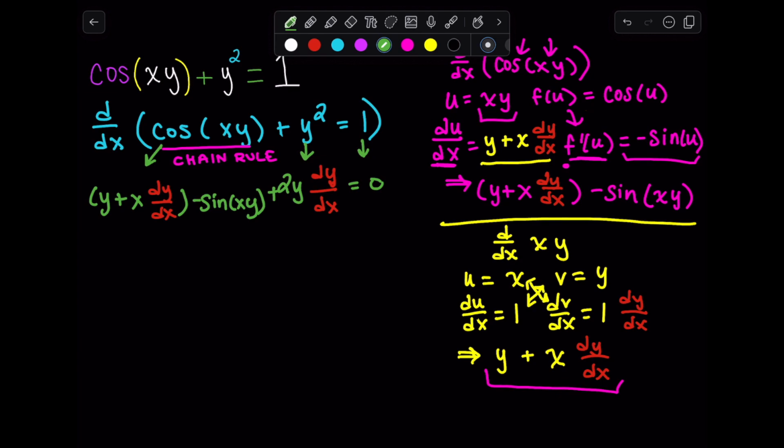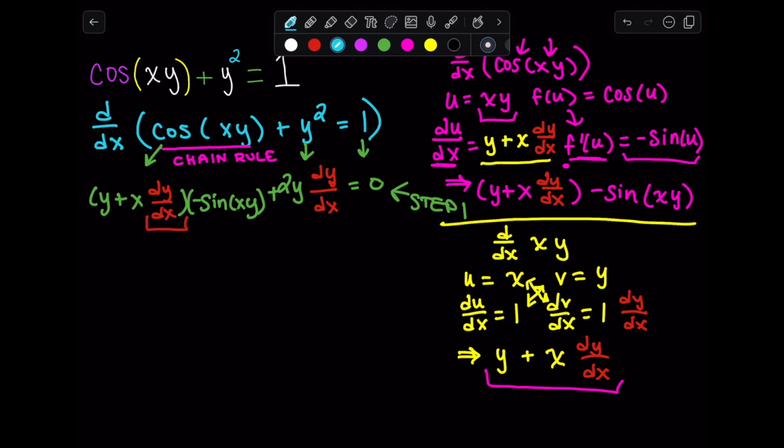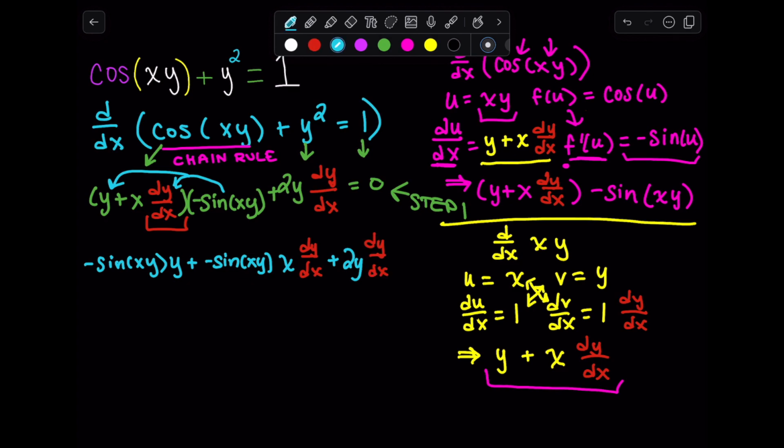So this is what I call step 1 of implicit differentiation problems. Step 2 is isolating the dy dx so that we can get our final answer in the form of dy dx equals blank. If you made it this far without making any simple mistakes, you're definitely on your way because it's just some simple algebra to deal with now. So first, let's distribute this negative sine xy multiplied by each of these terms that we're adding here. So negative sine xy times y plus negative sine xy times x dy dx plus 2y dy dx equals 0.